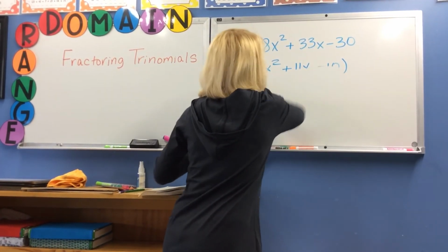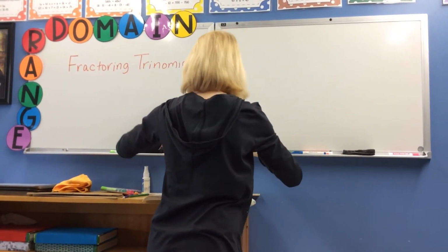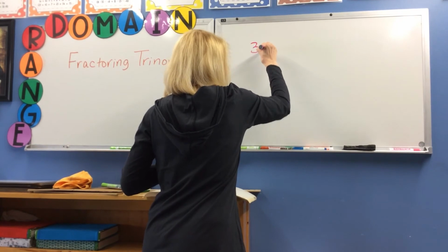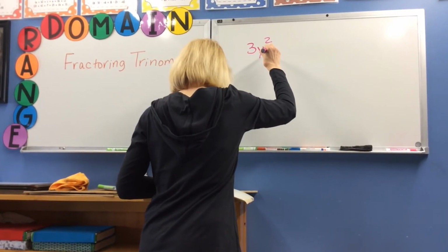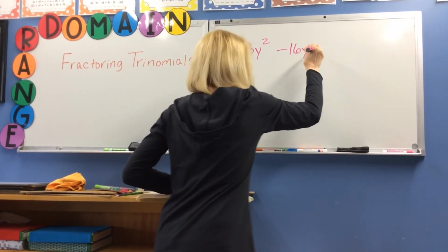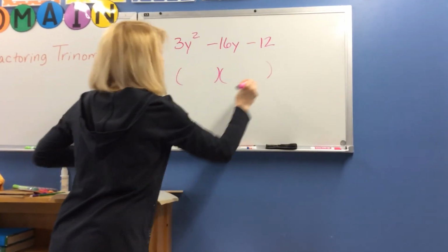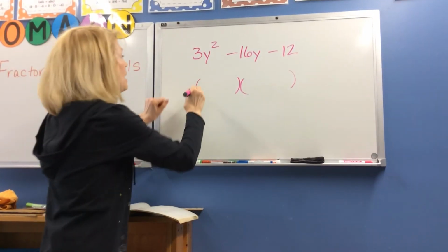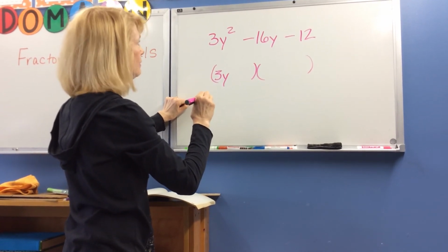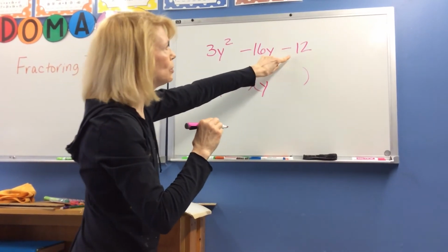I'll do one from your homework. Let me pick one out that you guys have. Okay? So I already know that since 3 is prime, I'm going to have 3y, this is number 7, if you wonder. I'm going to have 3y here and y here. I already know that since this is prime. So now I have to worry about the 12.